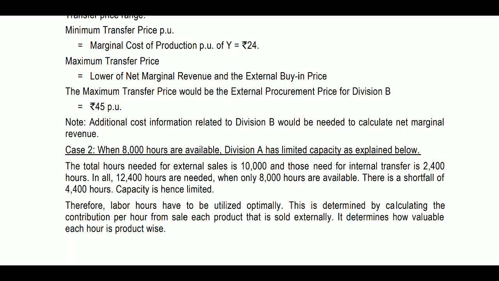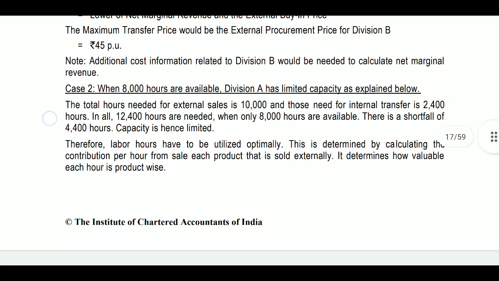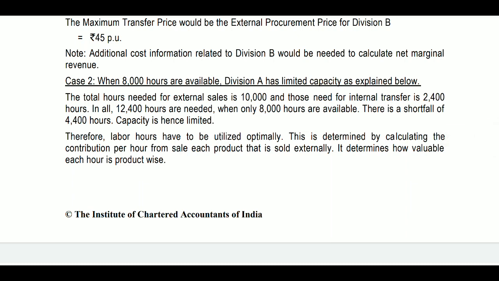Next, case 2. When 8,000 hours are available, division A has limited capacity. Already we have limited capacity and we require 10,000 hours. If we accept division B's order, they want 2,400 hours, so we require 12,400 hours in total, but we have only 8,000 hours. Because of working for that company, we will lose some opportunity, and in this case we have to utilize our labor hours optimally.